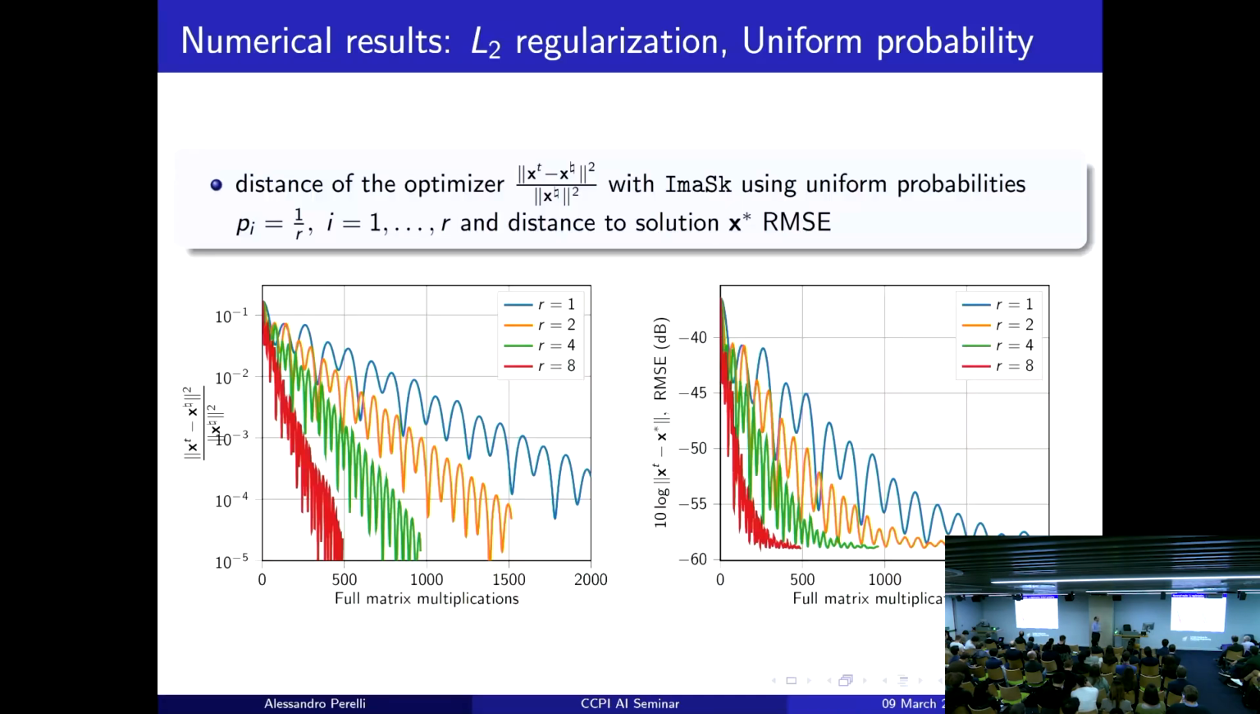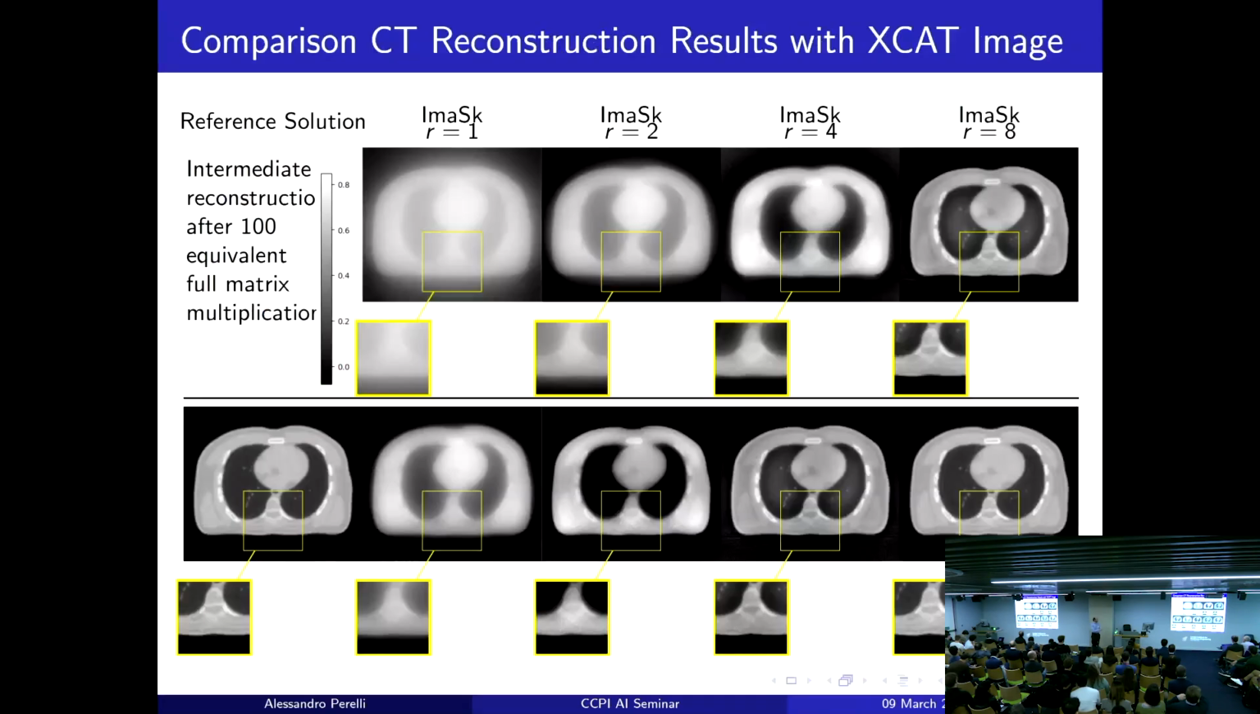In both cases, this supports the fact that if we increase the number of sketches, so the number of low resolutions, we have an improvement, a decrease in the computational time. These are full matrix multiplications here. And this is visual: if we fix the time, 100 equivalent full matrix iterations, this would be the visualized XCAT phantom image at this budget of time, and this is after 1,000 iterations.